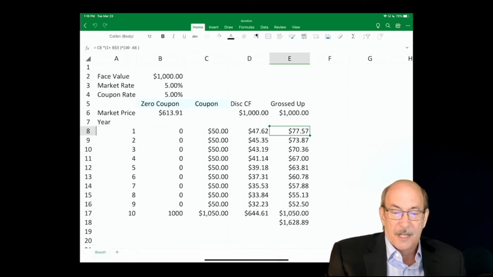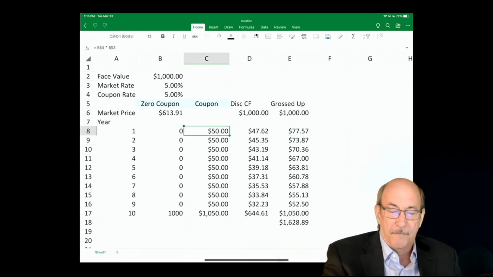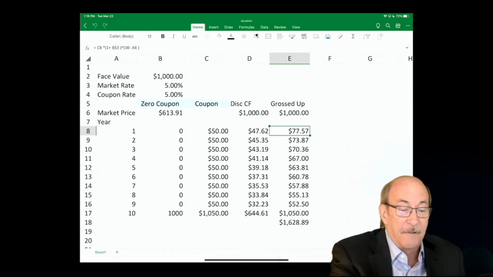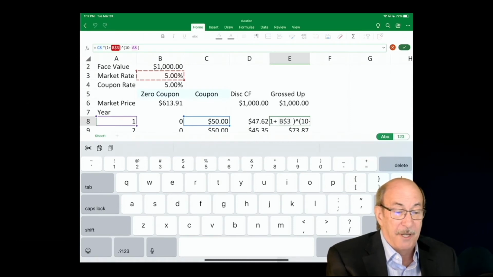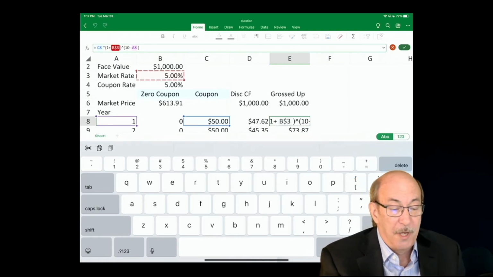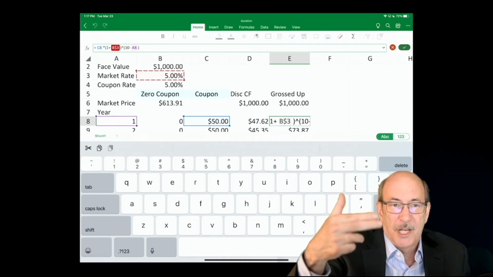So here in column E, what I've done is I've taken that $50 that I receive 1 year from now. Let's at least highlight the cells that I'm referencing in this formula up here at the upper left. I've taken that coupon payment of $50 in C8, and I'm multiplying it by 1 plus the market rate, that 5%, and then raising it to the 9th power. So I'm grossing it up.